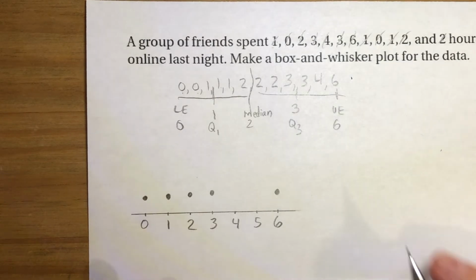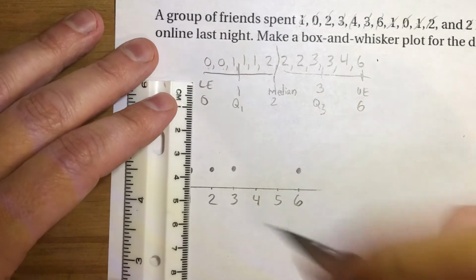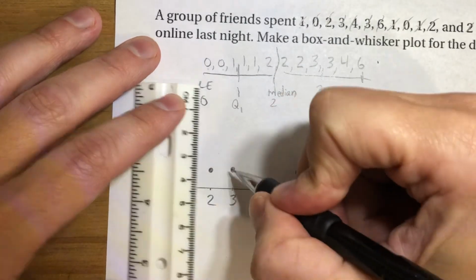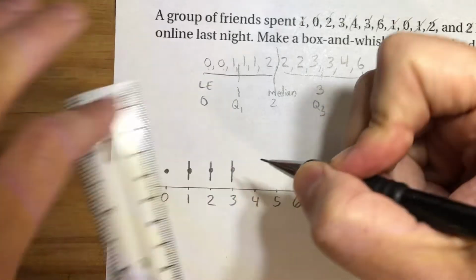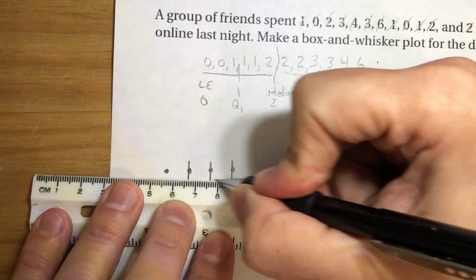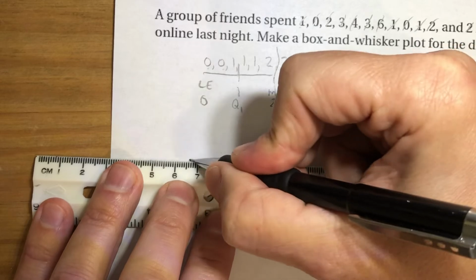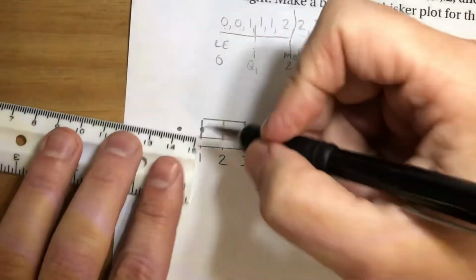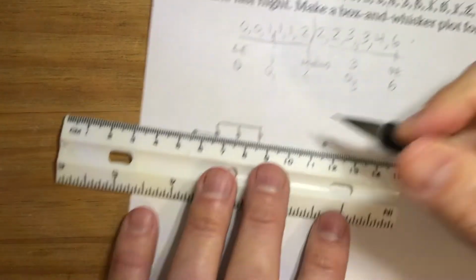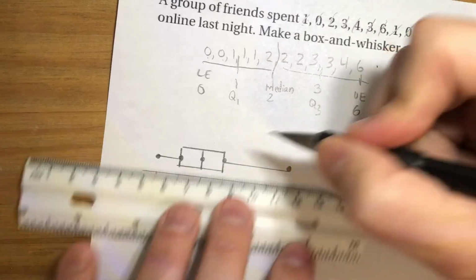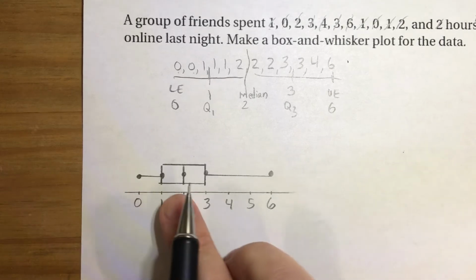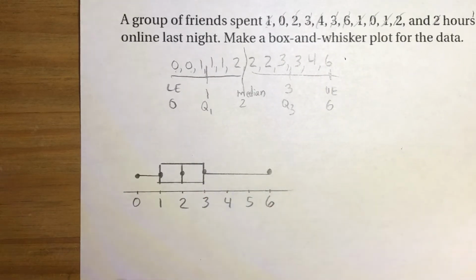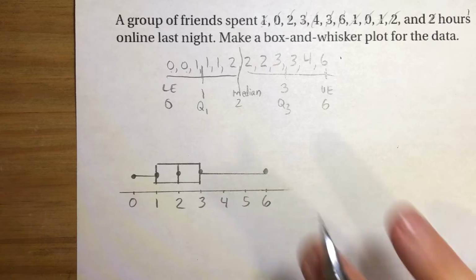And now I'm going to form a box around each of these quartiles, and then I'm going to extend to make my whiskers. And you can see right there, there's my box and whisker graph, and you can see that it's pretty balanced over here, but this whisker is much longer, which clearly indicates that this data is skewed to the right.